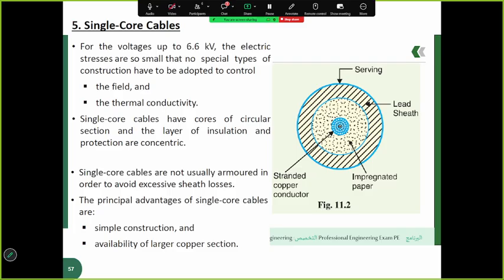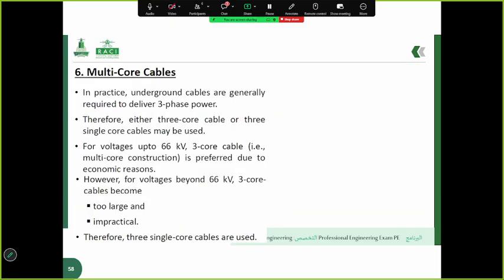Structurally, these cables feature a core with circular section, and all layers of insulation and protection are arranged concentrically around it. A key design difference is that single core cables are typically not armored, to prevent excessive sheath losses. The principal advantages of this type of cable are its simple construction and the ability to use a larger copper section for the conductor.